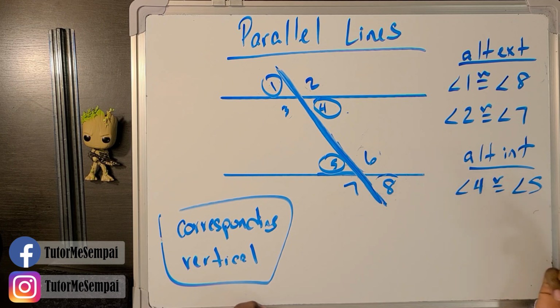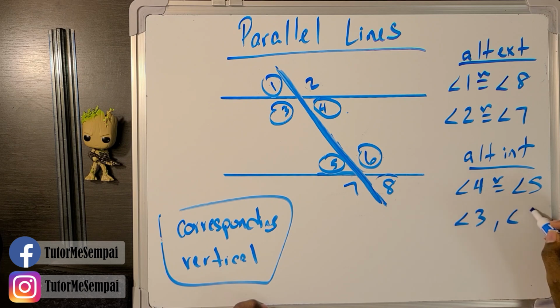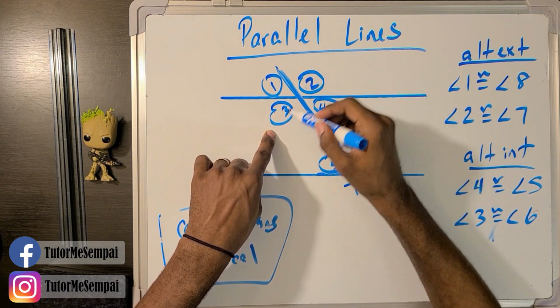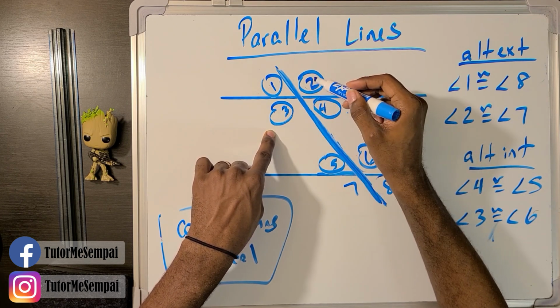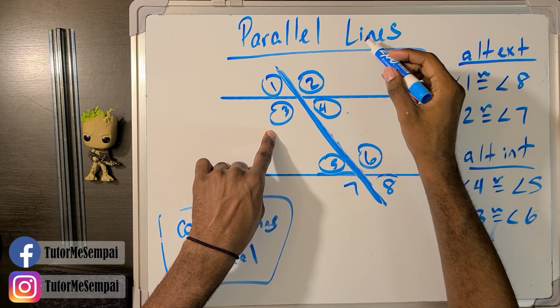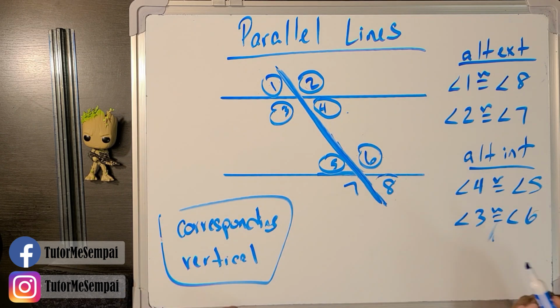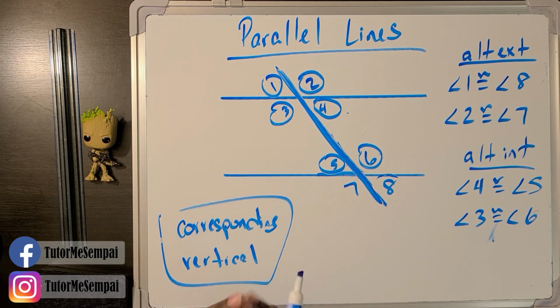So just like 4 and 5 are congruent, 3 and 6 are also congruent. If you look at it, 2 is vertical to 3 and corresponding to 6. So 2 and 3 are congruent because they're vertical, and 2 and 6 are congruent because they're parallel lines and corresponding. Thus, 3 and 6 are congruent. So for parallel lines, it doesn't matter if you have alternate exterior pairs or alternate interior pairs. Your pair of alternate angles are going to be congruent with one another.